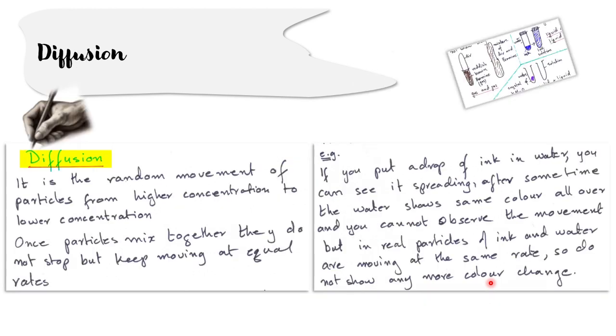Now we have another topic, that is diffusion. Diffusion is the random movement of particles from higher concentration to lower concentration. Once particles mix together, they do not stop but keep moving at equal rates. For example, if you put a drop of ink in water, you can see it spreading. After some time, the water shows the same color all over and you cannot observe the movement, but in reality, particles of ink and water are moving at the same rate, so they do not show any more color change.